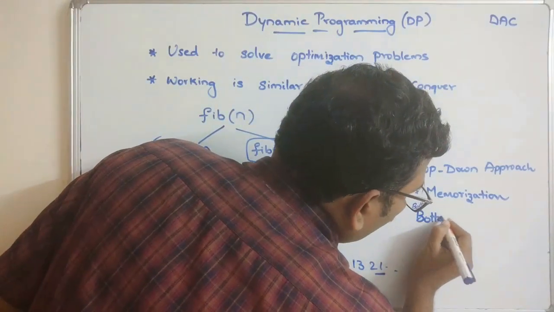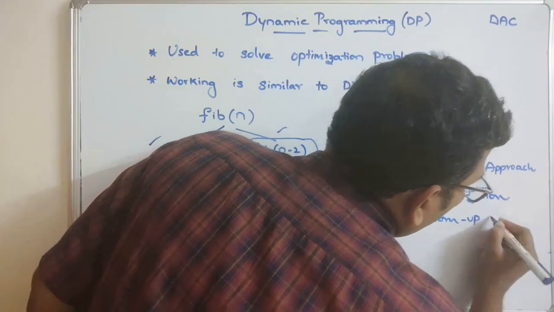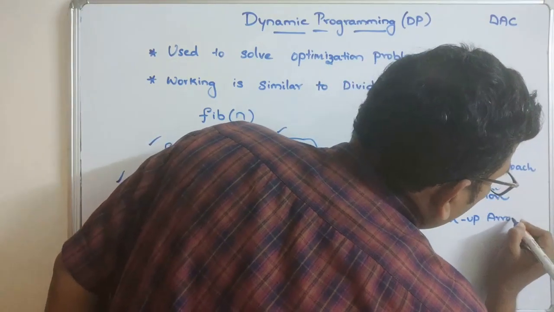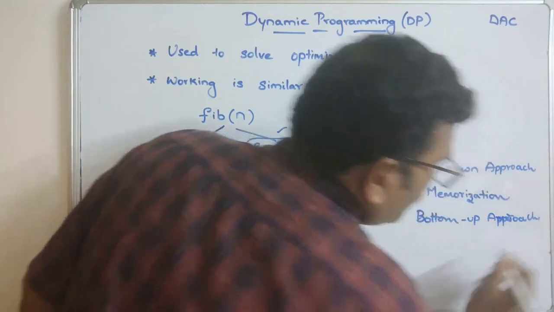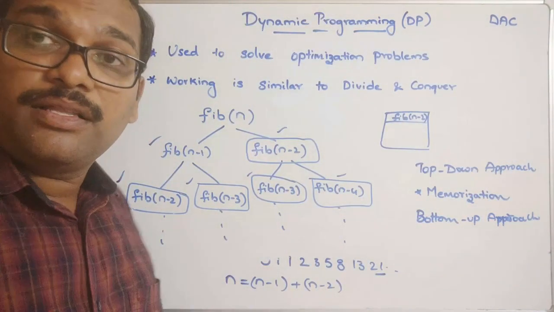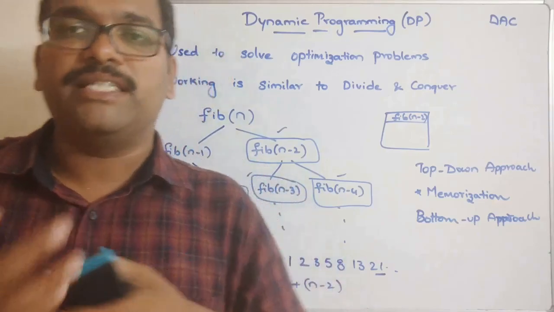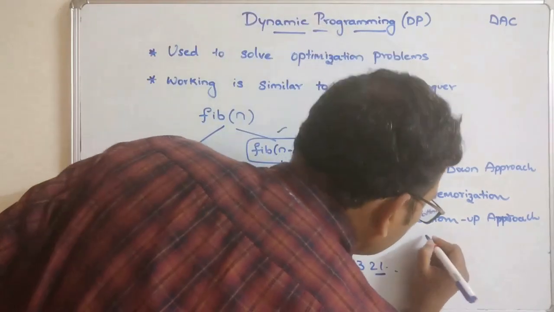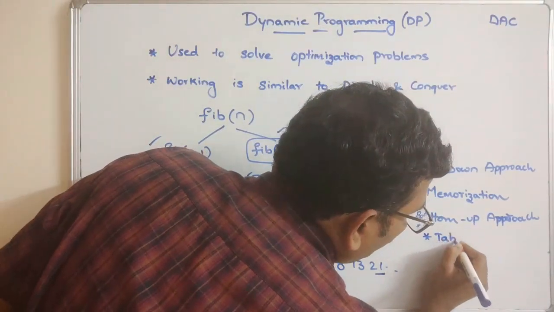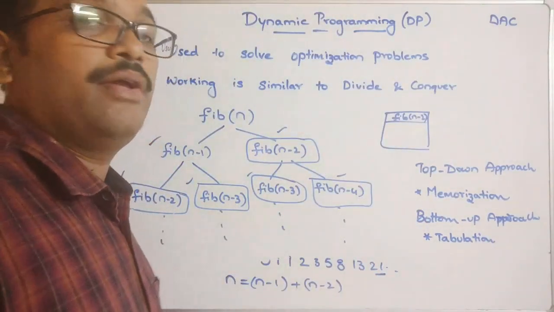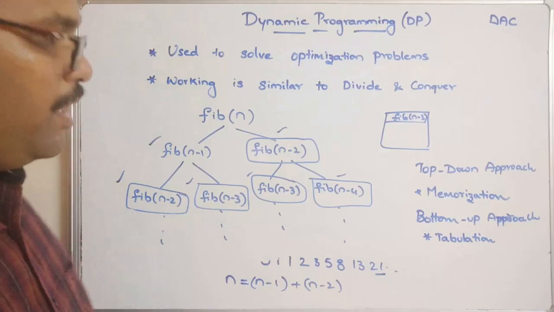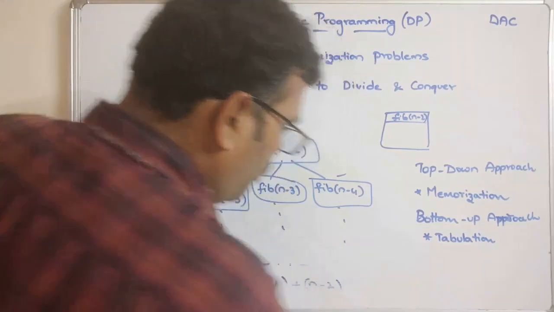One more thing, we can write a bottom-up approach. That means the solution will be built from the base case itself, right? So this process we call tabulation. Okay, tabulation, right? So hope you understood.